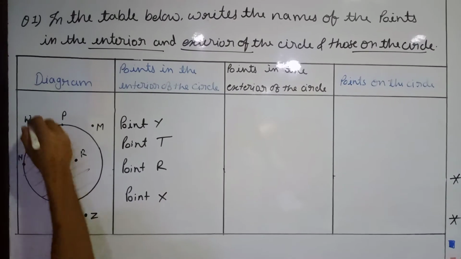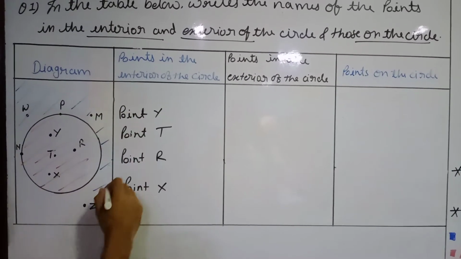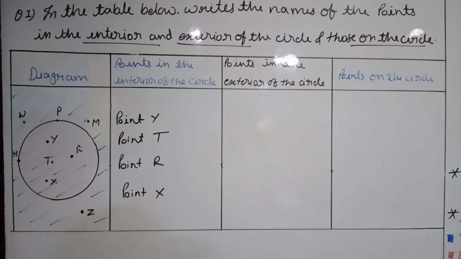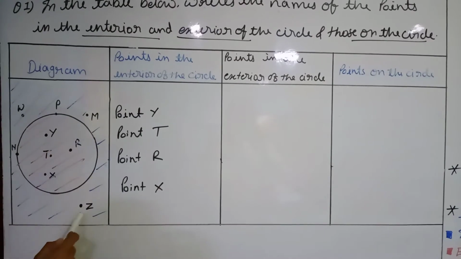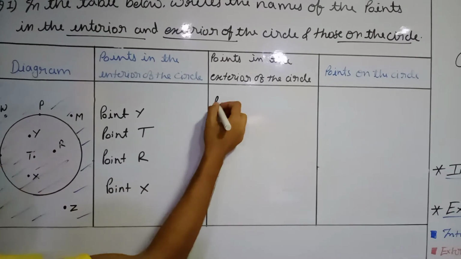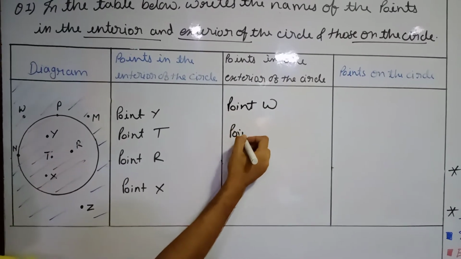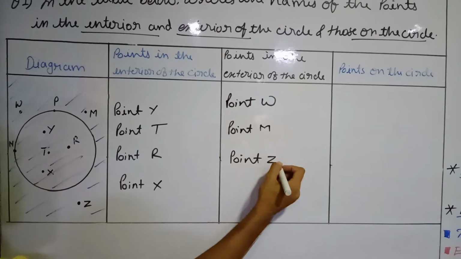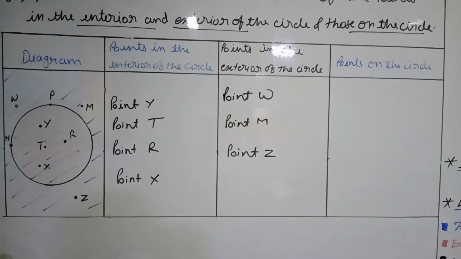If I am talking about the exterior, this outer side of the area outside of this circle, that blue shaded region, we have W, we have M, we have Z. So point W, point M, point Z. These 3 points are in the exterior part of the circle.